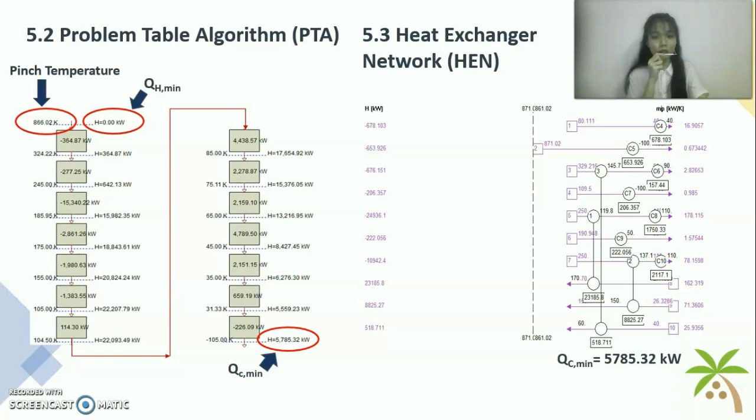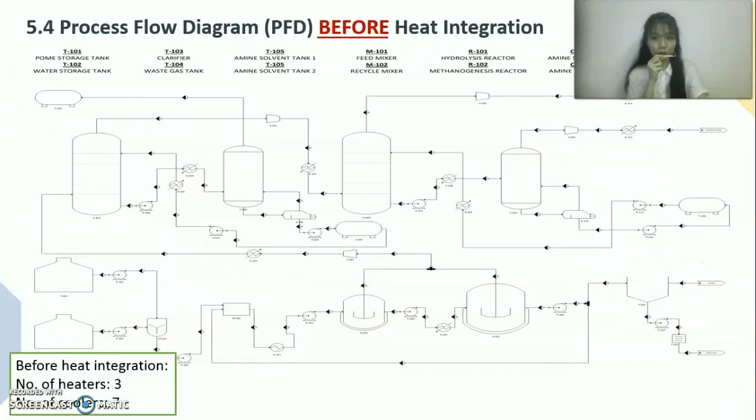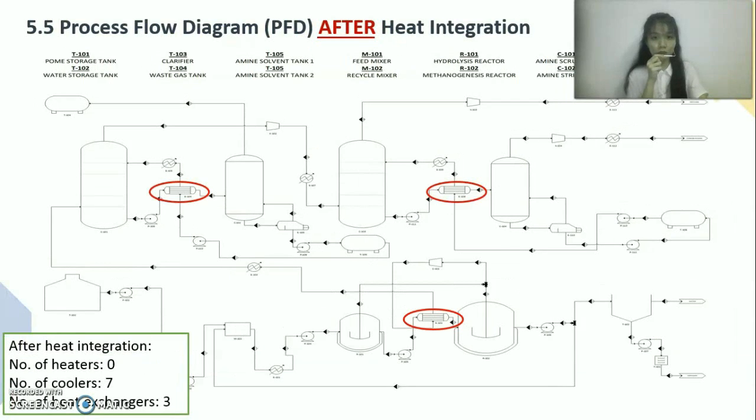Later, a heat exchanger network, HEN, is designed by using the HINT software tool. Based on the process flow diagram, before the heat integration, our plant requires 3 heaters and 7 coolers to complete the process. However, after the heat integration, 3 heat exchangers are added to the process to replace the heaters. With the addition of the heat exchangers, the heat flow of the cold utilities is able to be reduced too.